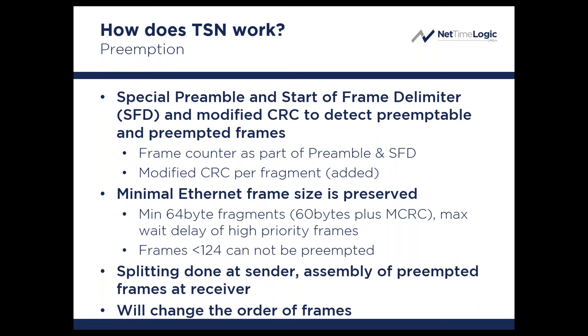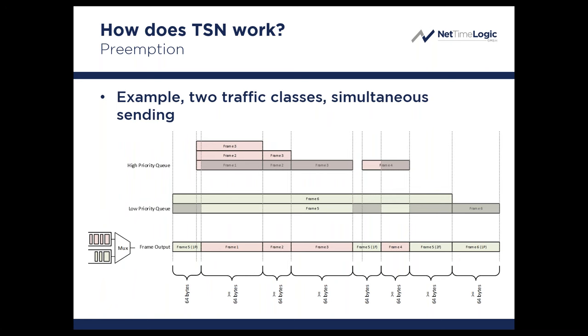You really need to make the minimum size, which is allowed by Ethernet, which is 64 bytes, before you can really cut. But still you get a bounded latency, which is much shorter than if you would send a 1,500 byte frame and it has to wait for that. Of course, this will change the order of the frames.